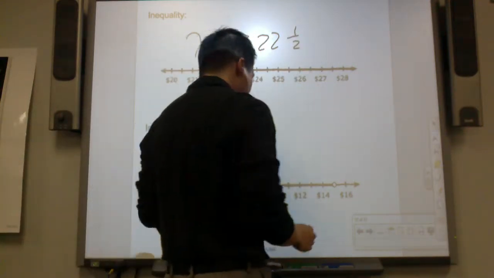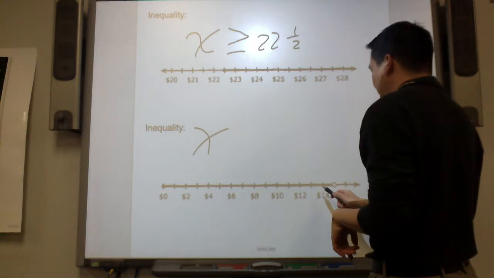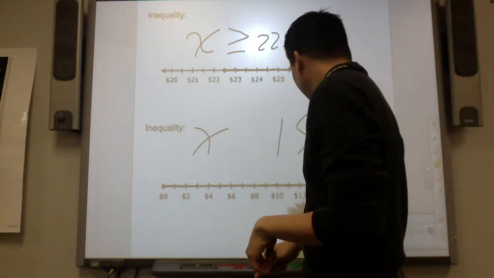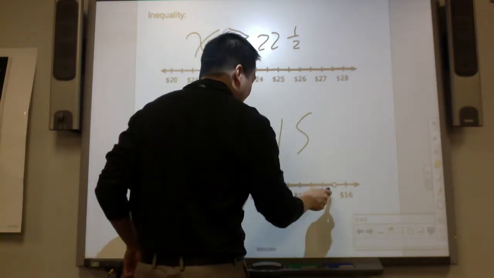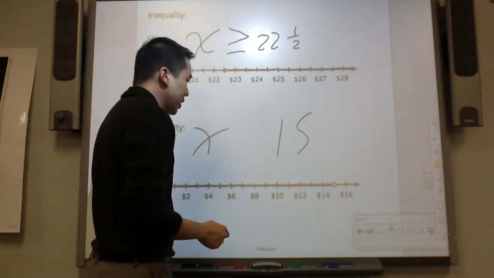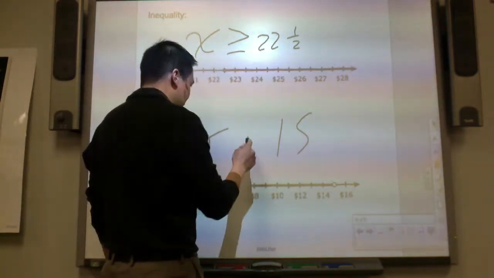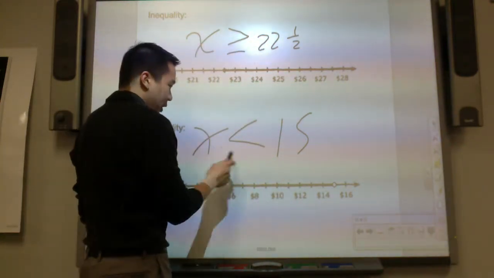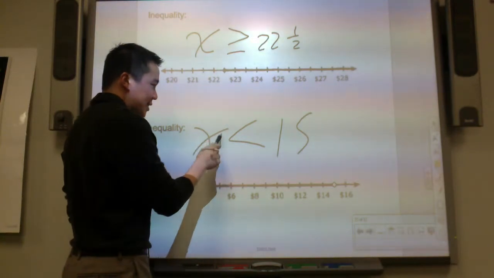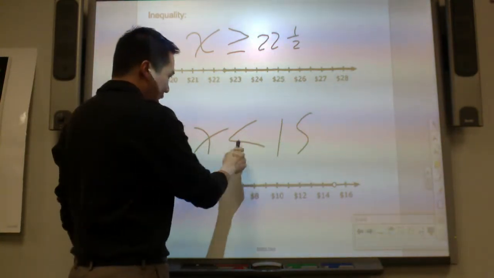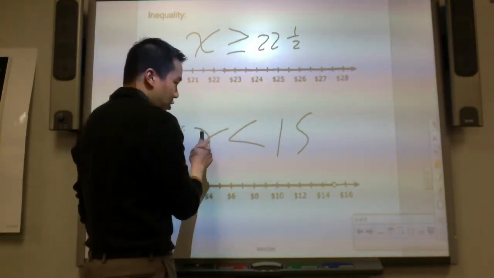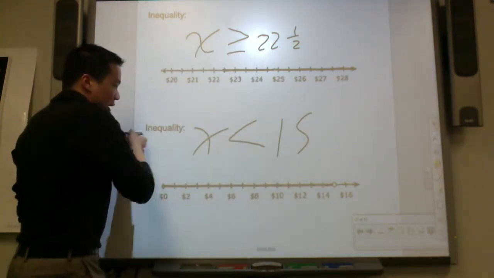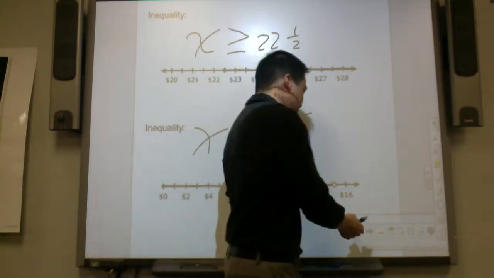And last, I think we have one more of this. What whole number or integer is between 14 and 16? 15. And it is an open dot. I'm not including 15. So I need to find numbers that are less than 15. X is less than 15. Is 10 less than 15? It is. Is 14 less than 15? It is. Again, the arrow is pointing this way, so that's why I drew the arrow towards that way.